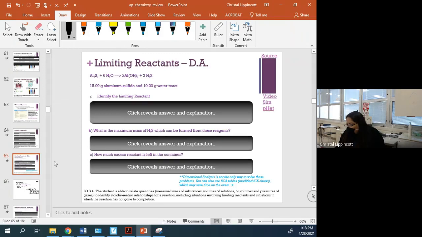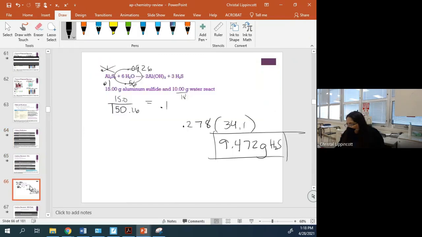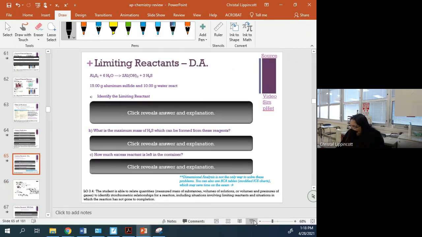Then, how much excess reactant is left in the container? I would end up with 0.1 minus 0.0926, and we multiply that by the molar mass of aluminum sulfide, which is 150. So that's 1.111 grams of Al2S3. Is that what you got for your answers? Good. Just make sure that everything checks out on their end.